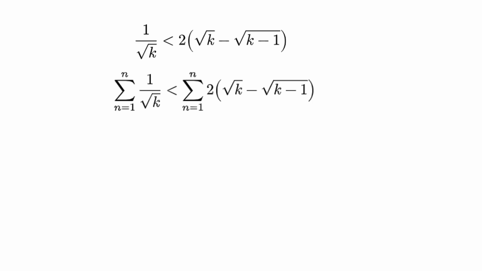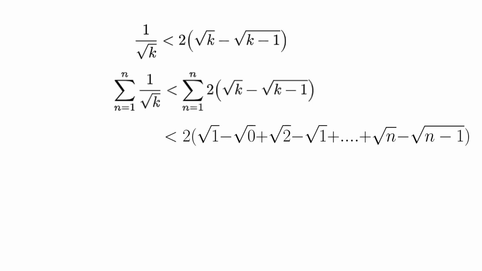Let us expand the right side term by term. We get 2 times open bracket root 1 minus root 0 plus root 2 minus root 1 plus root 3 minus root 2, and so on all the way to root n minus 1 close bracket. Look carefully at this expansion. Almost everything cancels. Negative root 1 cancels with positive root 1. Negative root 2 cancels with positive root 2. This keeps happening all the way through.